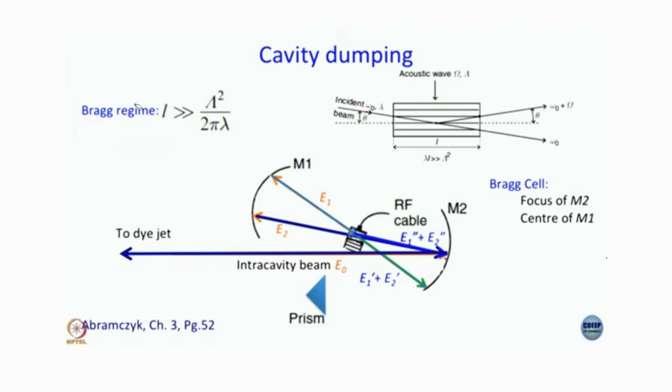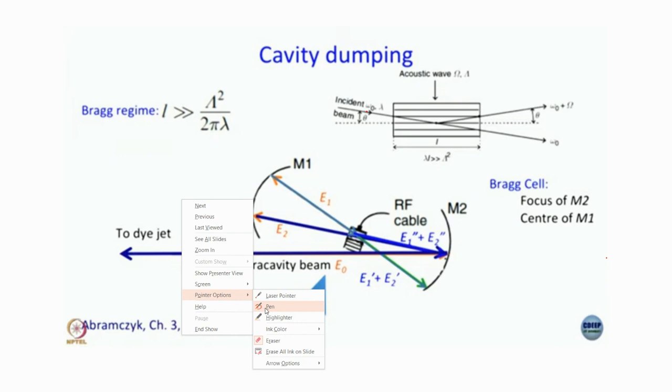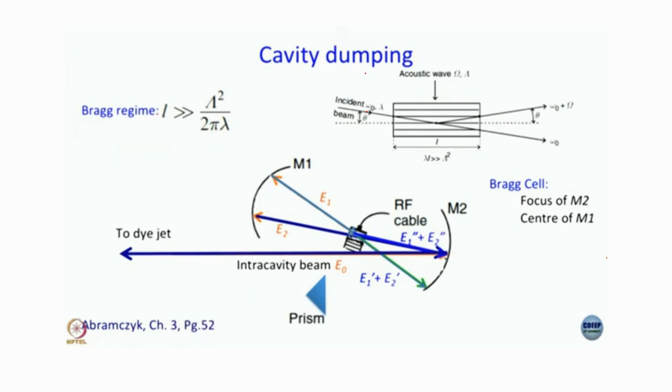So basically, cavity dumping is in some way just the opposite. In the earlier session, we talked about passive and active mode locking, where we used to work in the Raman-Nath regime. Here we are talking about the Bragg regime. What the criterion is, we'll be discussing later, but first we'll see what is cavity dumping.